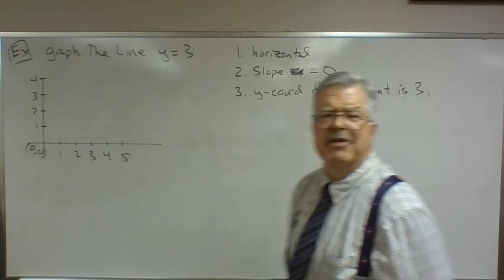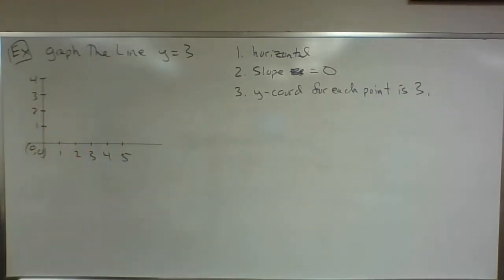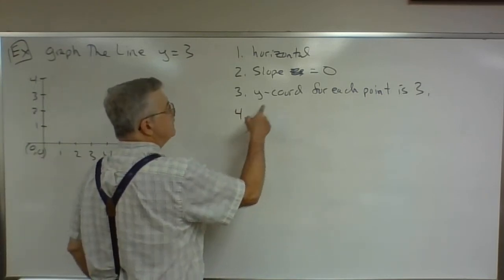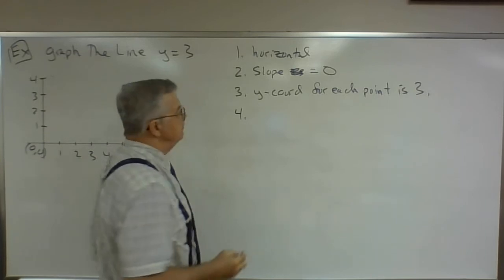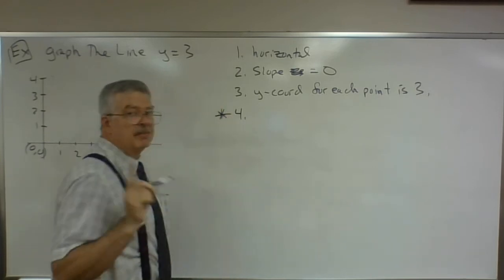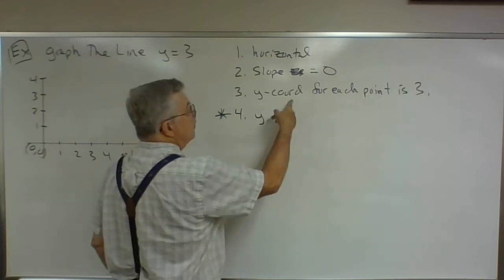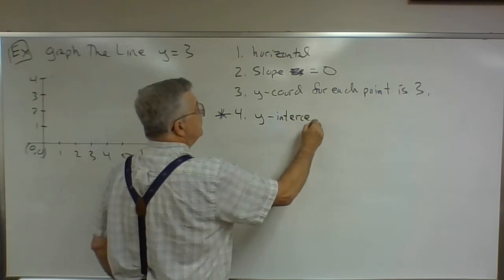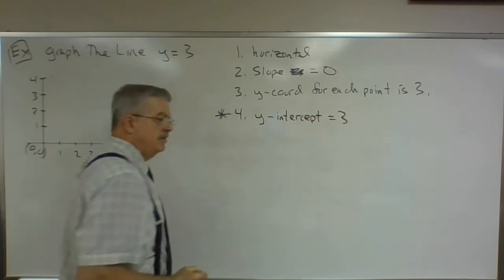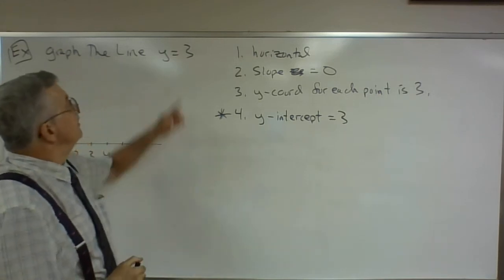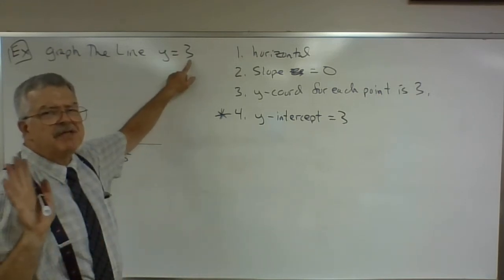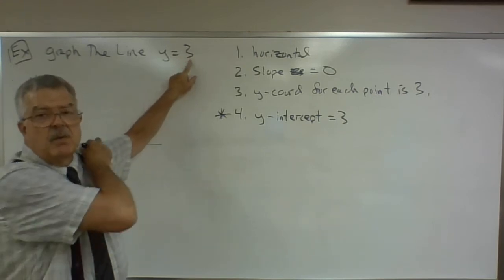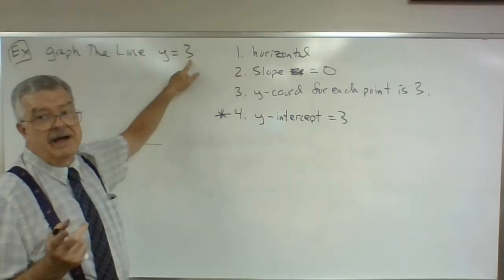And the y-coordinate of every point is 3. Oh, there's something else we know too. Specifically, if the y-coordinate of every point is 3, and this is an important point, then the y-intercept has got to be 3. So in particular, anytime we have the equation of a horizontal line like this, it not only gives us the y-coordinate of every point on the line, it gives us the y-intercept as well.